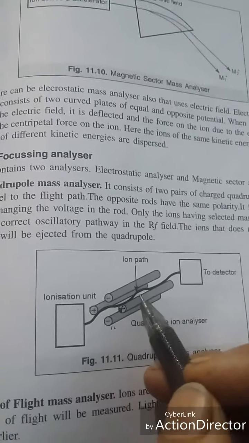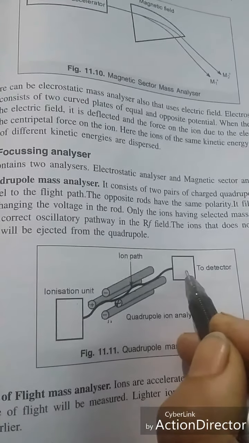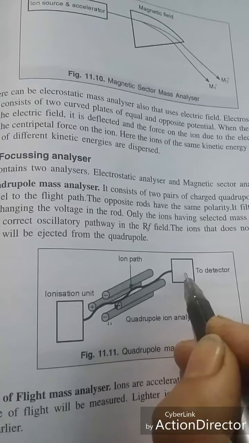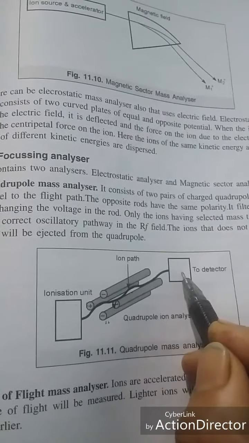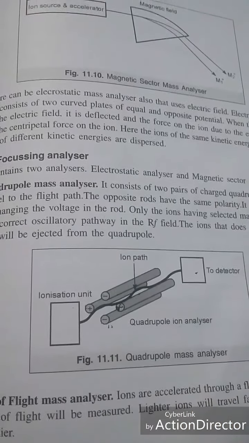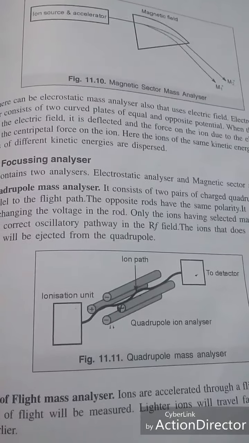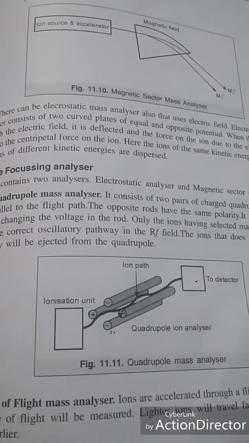changing the voltage in the rod, and only the ions having the selected mass to charge ratio will have the correct oscillatory path, and then reach the detector. Next is the time of flight mass analyzer, in which the ions are accelerated through a flight tube to the detector, and the time of flight is measured.